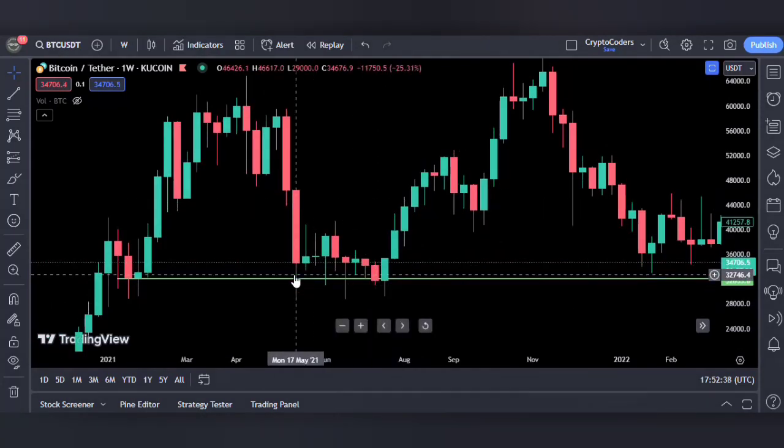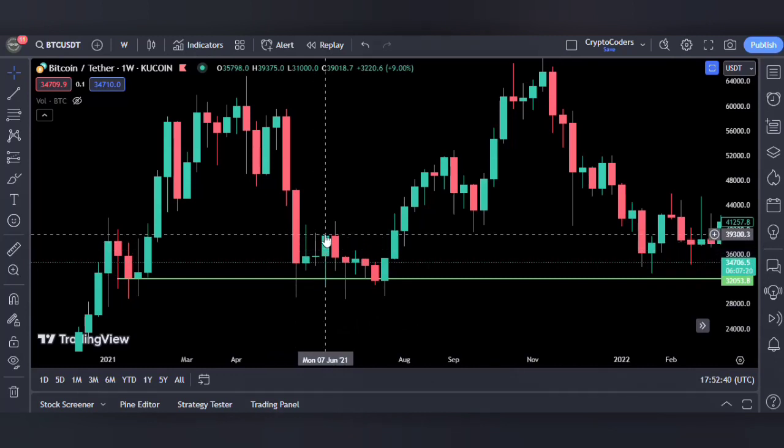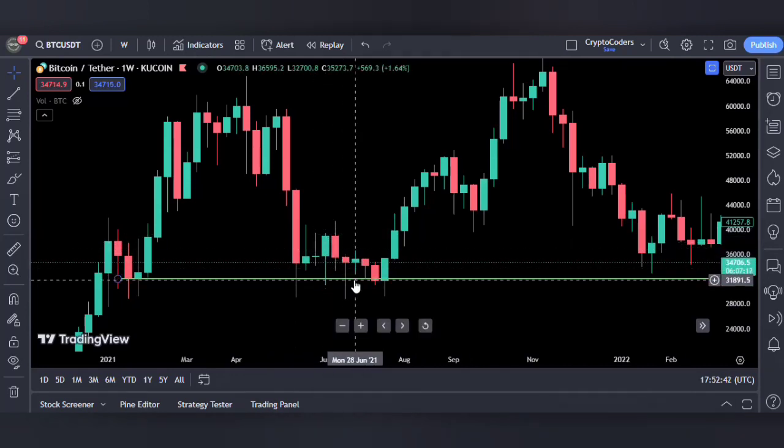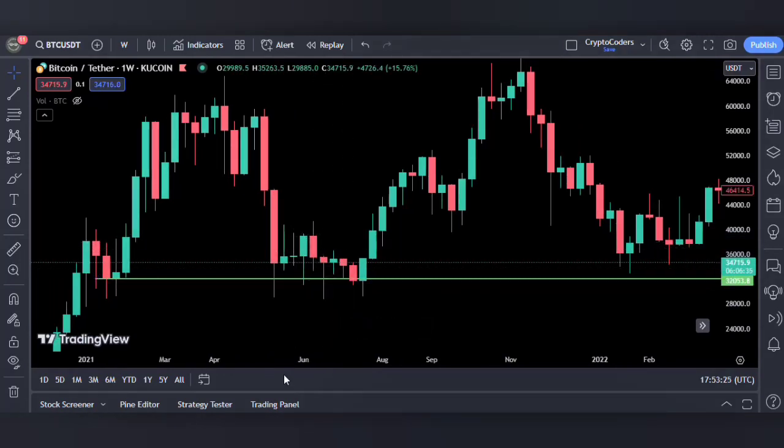So this was our second tap. We saw a reaction towards the upside, and then we saw another tap. As I previously told you, after seeing a reaction for the second time, the third time the price revisits that level, you have to buy. So this would be the third time that the price revisits this level.